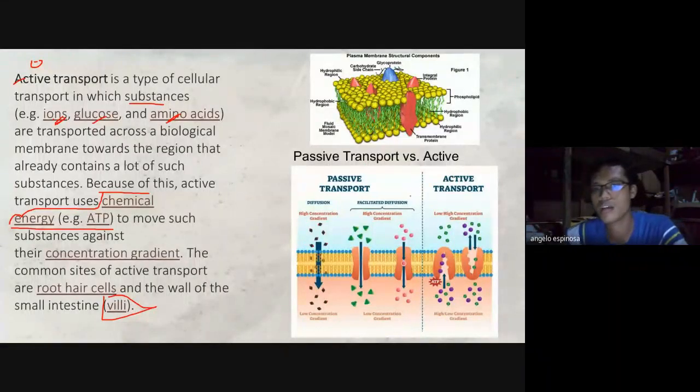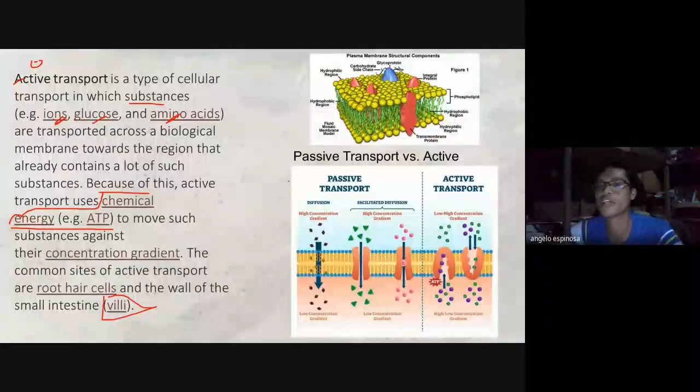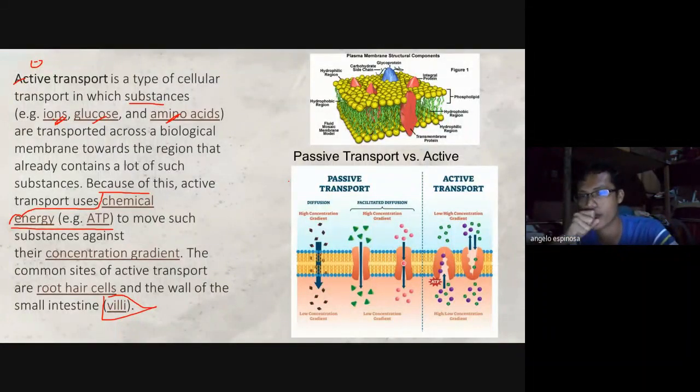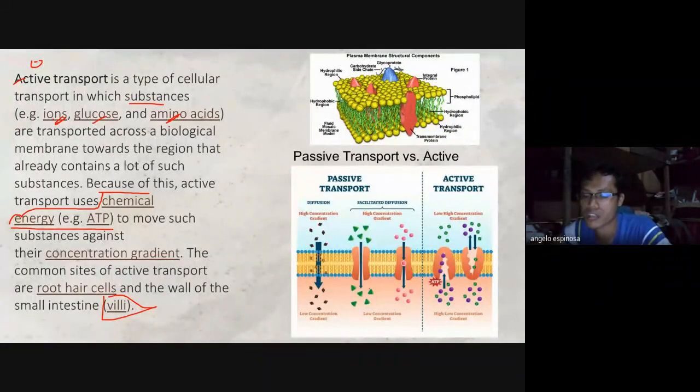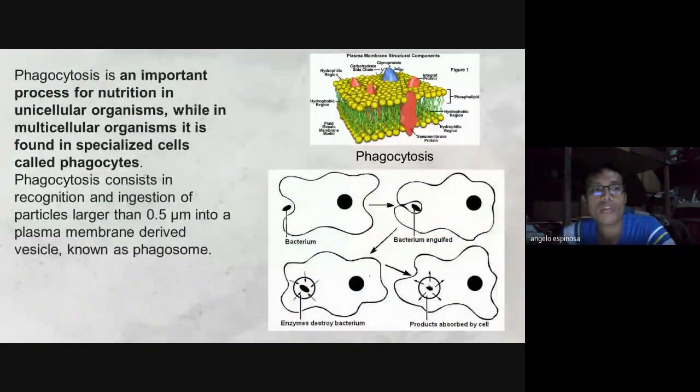Okay, so next, we have passive transport versus active transport. Passive transport is from lower concentration going to a higher concentration. Active transport, on the other hand, is high concentration with ATP going to lower concentration. There is no more ATP inside. That is why phagocytosis is an important process.